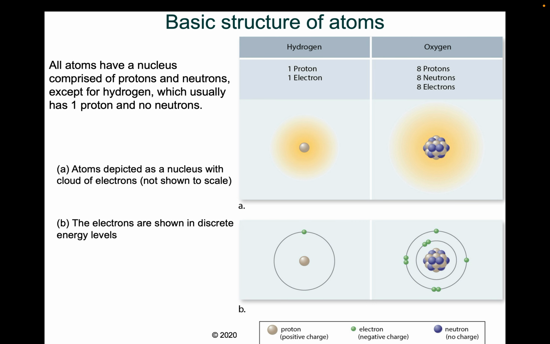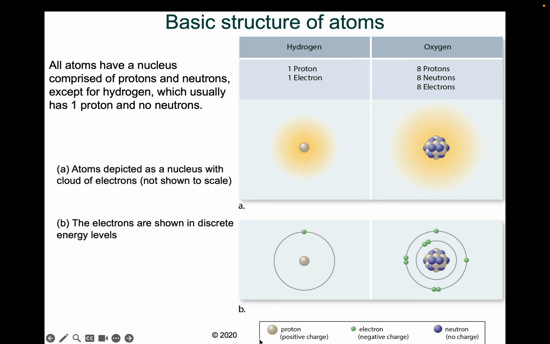This is how an atom looks. If we take the element hydrogen, this is what it's made of. It's made of atoms that are made of one proton and one electron. If you look at the element oxygen, it's made of atoms that are made of eight protons, eight neutrons, and eight electrons.